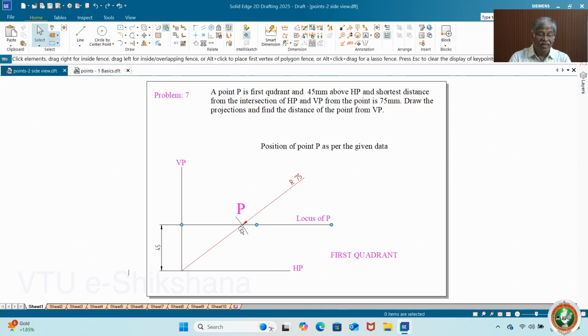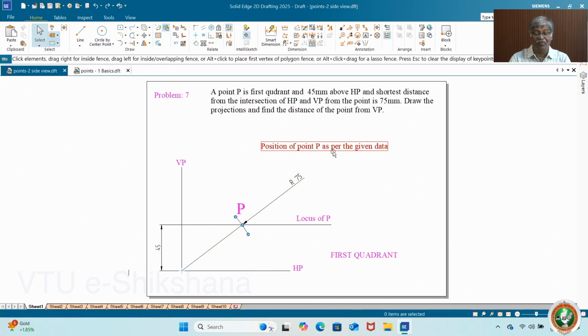Whenever you assume a plane which is mutually perpendicular to both HP and VP, on that plane you keep the point, as I discussed in the model. That becomes your shortest distance, parallel to the side plane. So whenever there is a line parallel to a particular plane, on that plane you get the true length. That's why I have taken an arc of 75 mm and then drawn this situation.